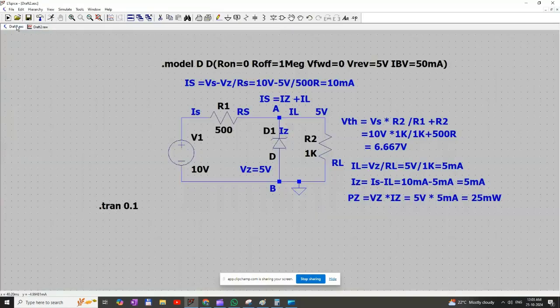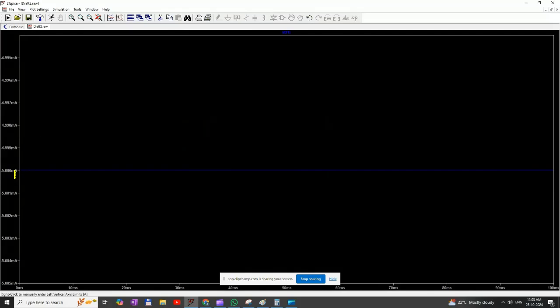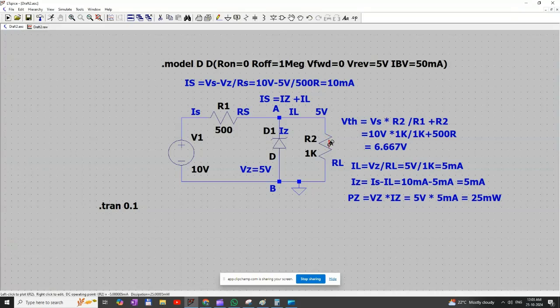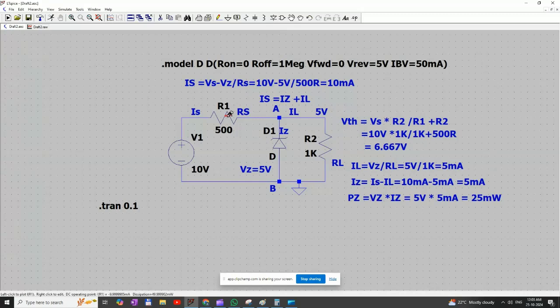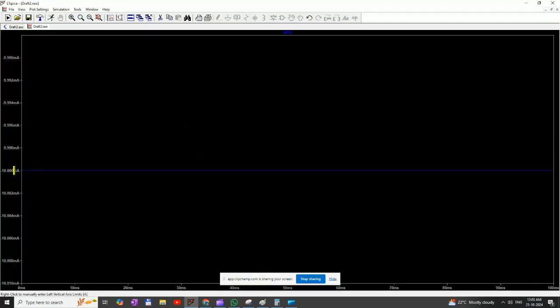Similarly, the current across this Zener diode is 5 milliamps. And similarly the current across this load resistance is 5 milliamps. The current across this series resistance is 10 milliamps. So our calculation is matching with our simulated values.